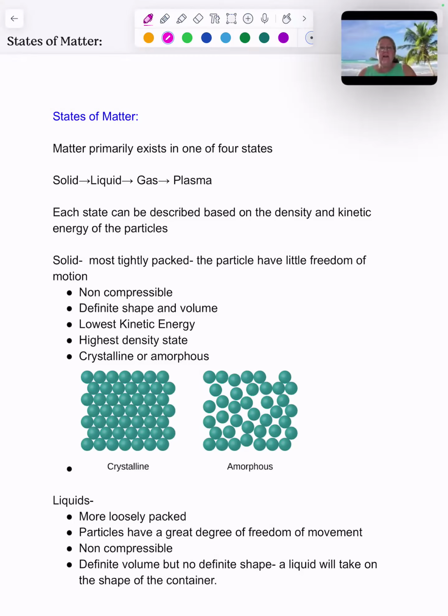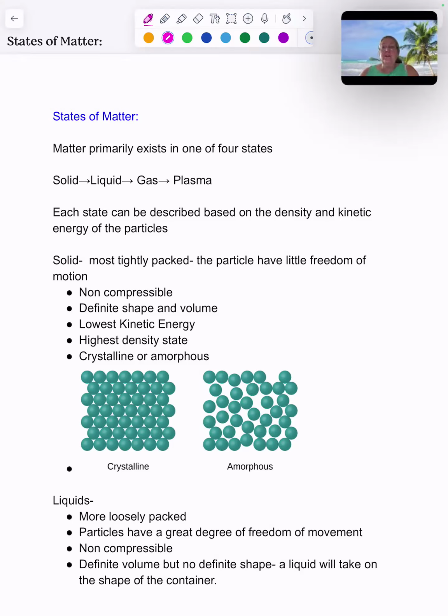Today we're going to talk about the states of matter, primarily the four main states of matter: solid, liquid, gas, and plasma. These states of matter are distinguished by how they behave according to the kinetic molecular theory. And we're going to keep coming back to that topic. Kinetic, motion, molecular, the models. So we're going to be talking about how the motion of the particles affects the state. So each state can be described based on its density and the kinetic energy of the particles.